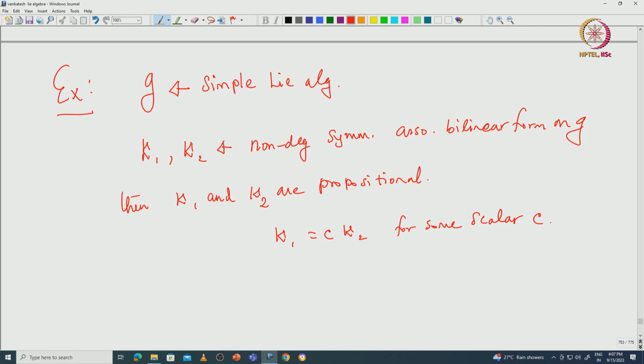Okay. This is only true for simple Lie algebras. Note that the killing form is one such bilinear form, a non-degenerate symmetric associative bilinear form. So what this exercise says is that the killing form is essentially the only non-degenerate form on G. If you take any other non-degenerate symmetric associative bilinear form, then that must be a multiple of this killing form. That is what this exercise says.